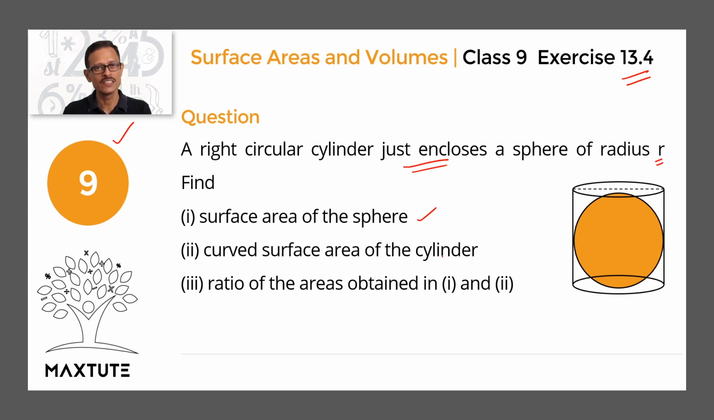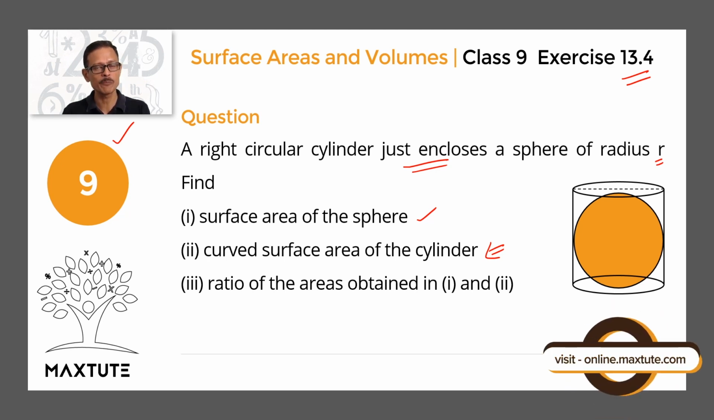First, surface area of the sphere, which is quite straightforward. We need to just plug in this formula and get the answer. Second one, which is a more interesting part, computing the curved surface area of the cylinder. Let's do that. And finally, in step 3, we're going to be finding out the ratio of the values we computed in step 1 and step 2. Essentially, the ratio of the surface area of the sphere to the curved surface area of the cylinder.